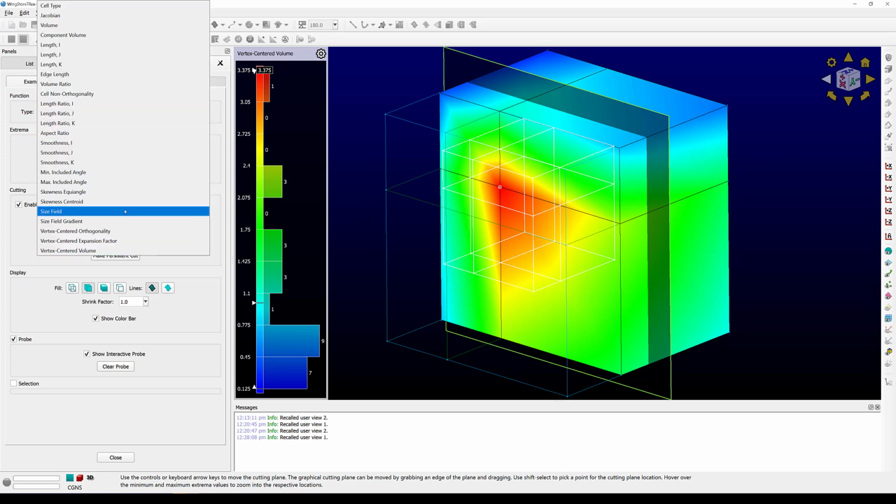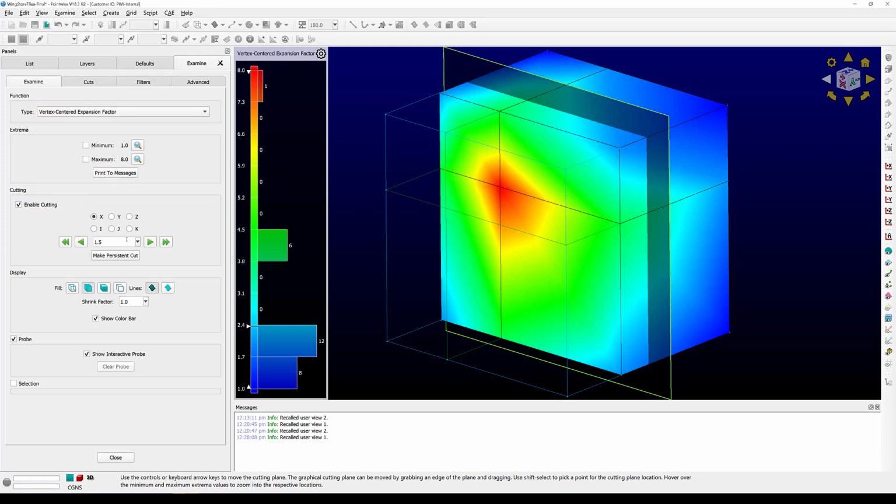Now let's take a look at the vertex-centered expansion factor. And again, our maximum value is at the interior node with a value of 8, which in this case is the ratio between the contributions from the minimum volume cell here in the upper left corner to the maximum volume cell in the lower right corner.